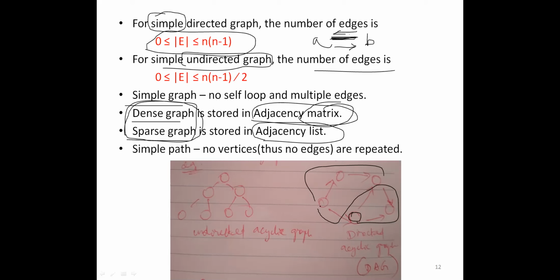So I have already visited this vertex, but again I am trying to visit it, right? But this cannot be a simple path. Once the vertices are ignored, automatically the edges will also be ignored. That's what this sentence is defining. If there are no vertices, then automatically there will be no edges.